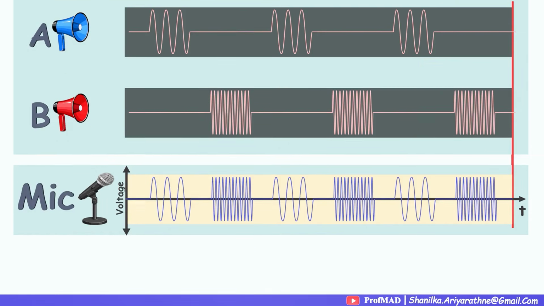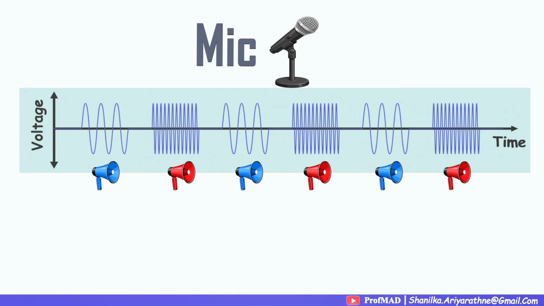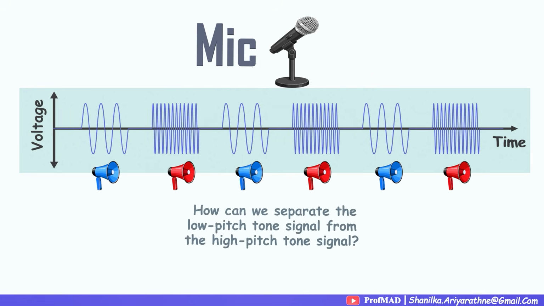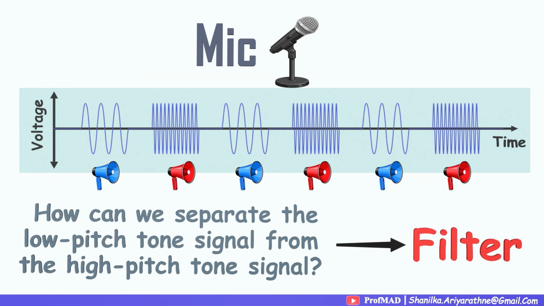So if we look at the microphone's output voltage, we see a waveform like this. These voltage variations show how the sound changes over time during that moment. But what if we want to know which buzzer is active at a particular moment? How can we separate the low-pitch signal from the high-pitch signal? That's where filters come in.